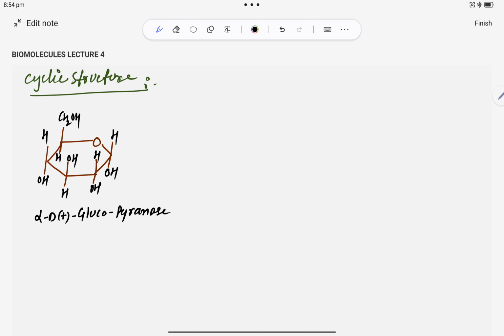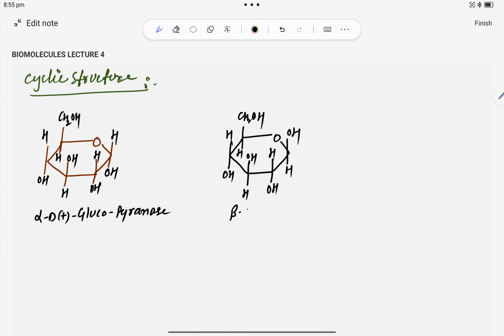Similarly, OH, H, OH, H, H, OH, OH, H, CH2OH, and here H. This is your beta-D-positive glucopyranose.